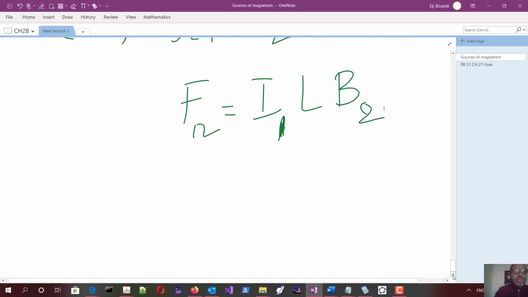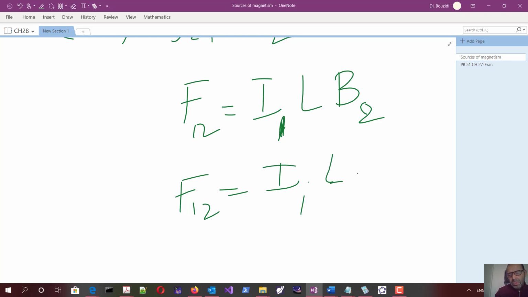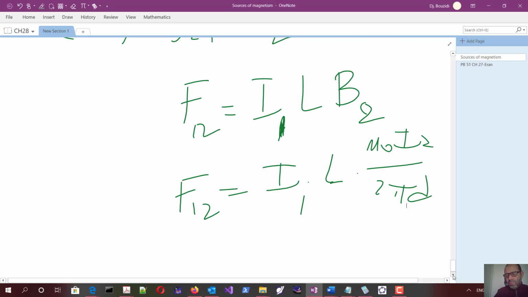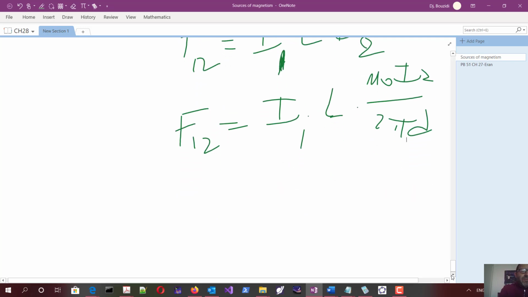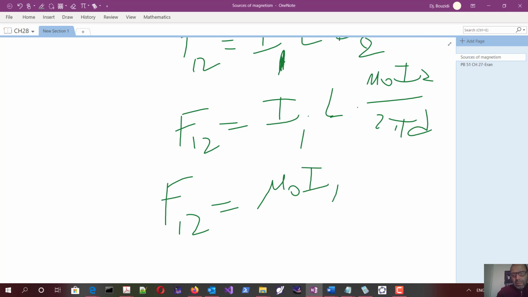So in magnitude, F12 is equal to I1 times L, the length, times the magnetic field B2, which is mu naught I2 divided by 2 pi d. Obviously, these two forces have to be equal in magnitude, and there is a fundamental reason why that should be, and you probably would have guessed it by now. I'll give you a moment to guess it.